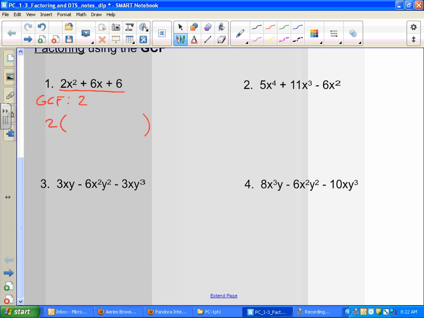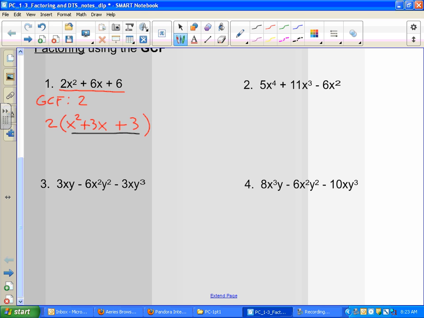If I divide a 2 out of 2x squared, I have an x squared left over. If I divide a 2 out of 6x, I have a positive 3x left over. If I divide a 2 out of the 6, I have a positive 3. Then I look at the trinomial x squared plus 3x plus 3 and see if it might be able to be factored. If it does factor, I will continue until I get all the way down to simplified terms. If not, I'm going to leave it alone. In this case, that's as far as we can go for the factoring.